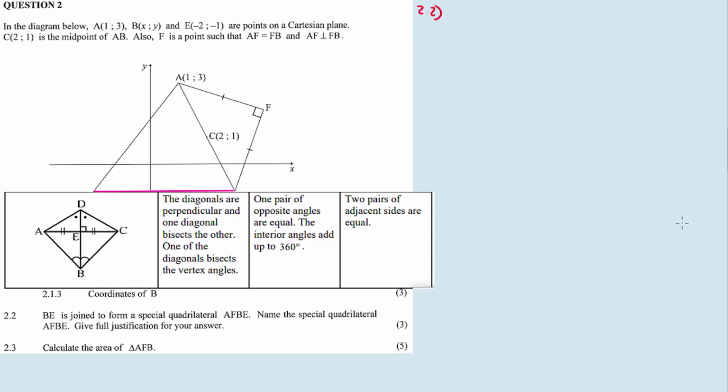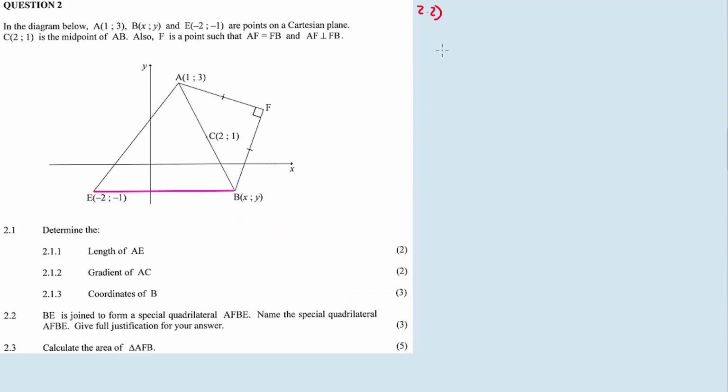So let's do this. In 2.2 they already told us that AF equals FB. This was given, right? And then we need to show that this length is equal to this length. The adjacent sides are equal. AE we calculated, remember 2.1.1, we found it's 5 units, right? Now we must calculate the length EB.